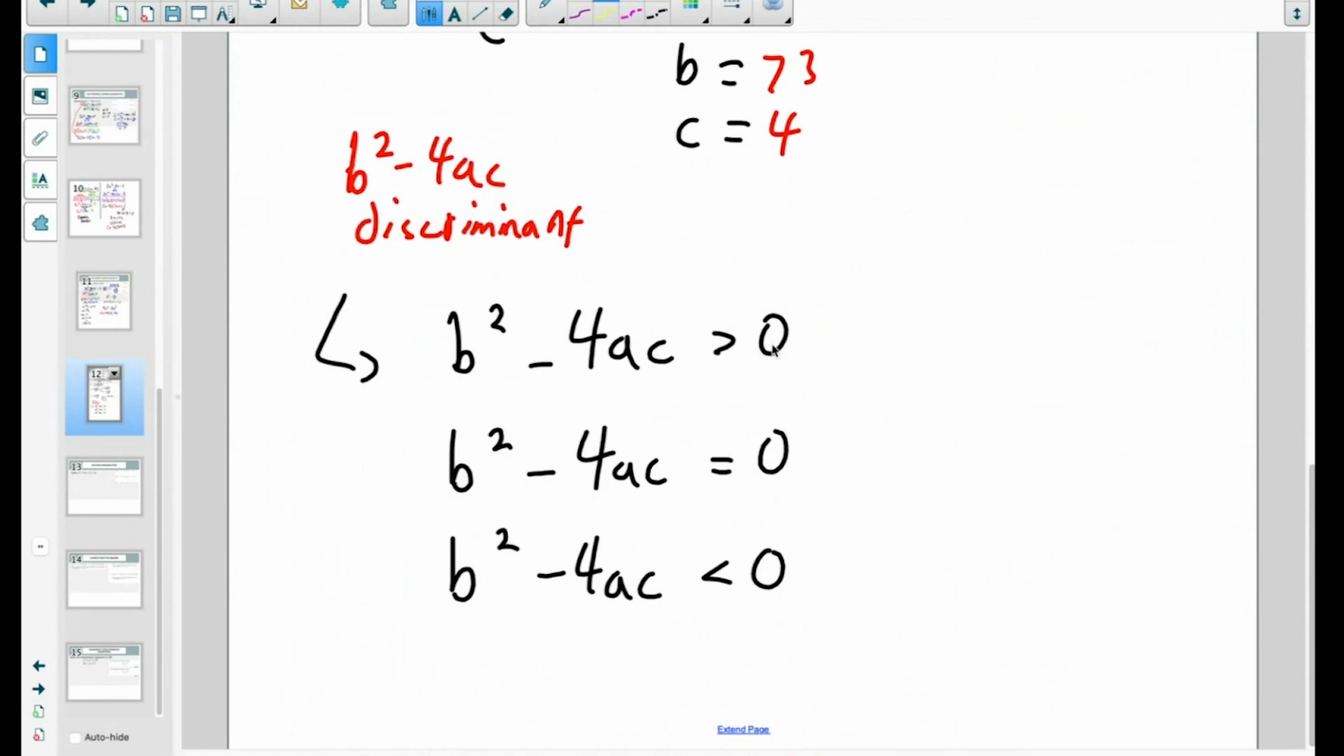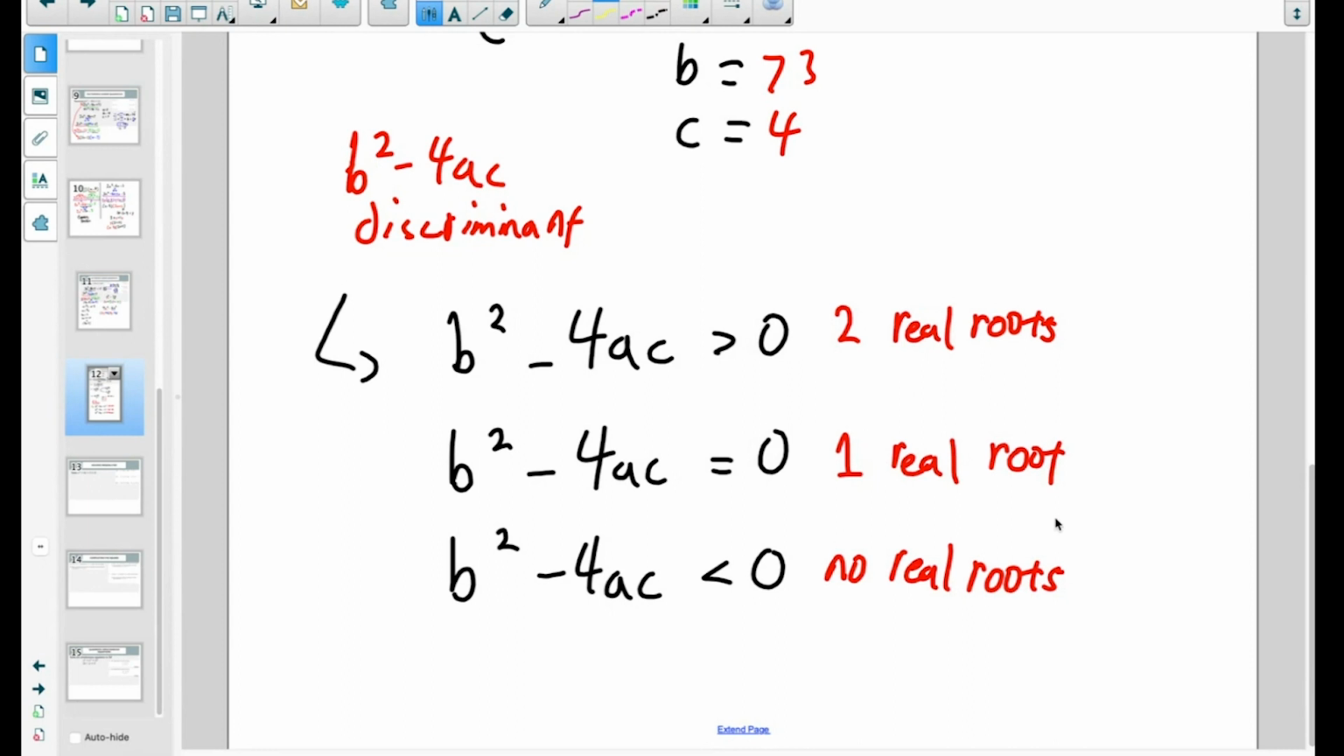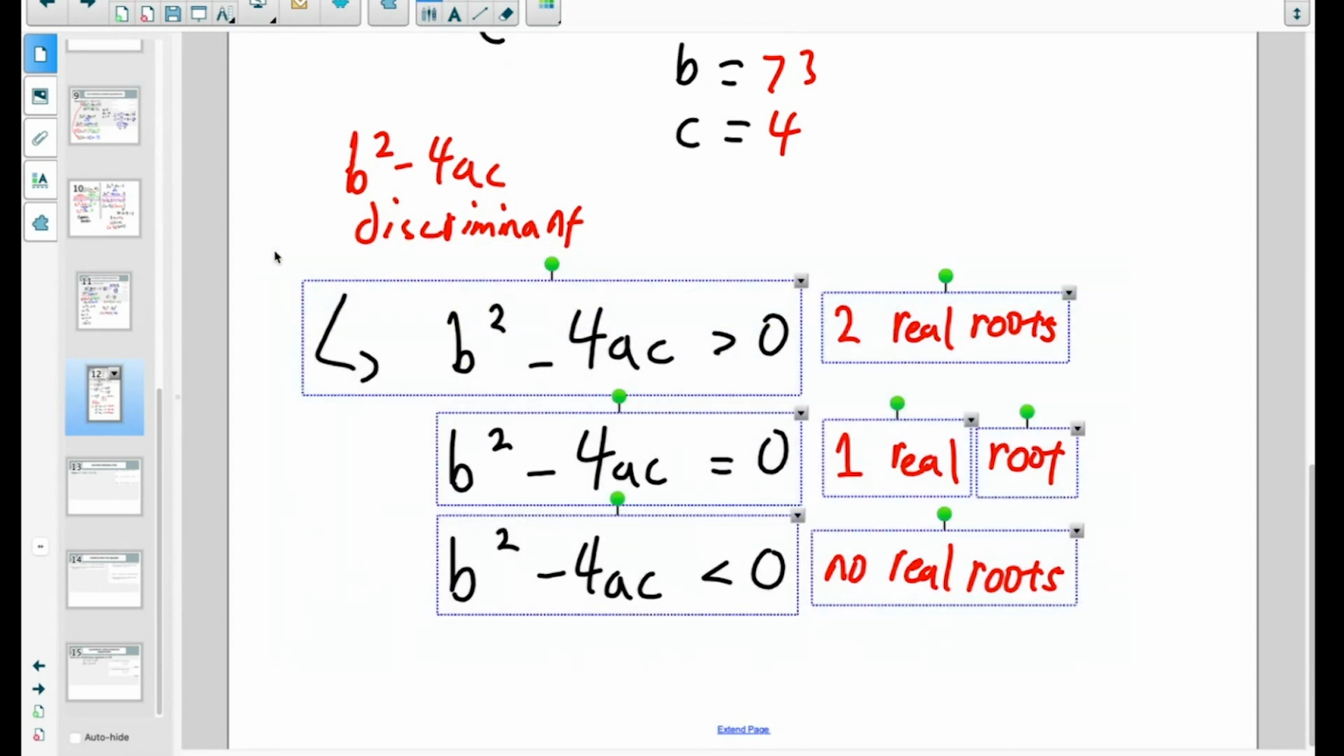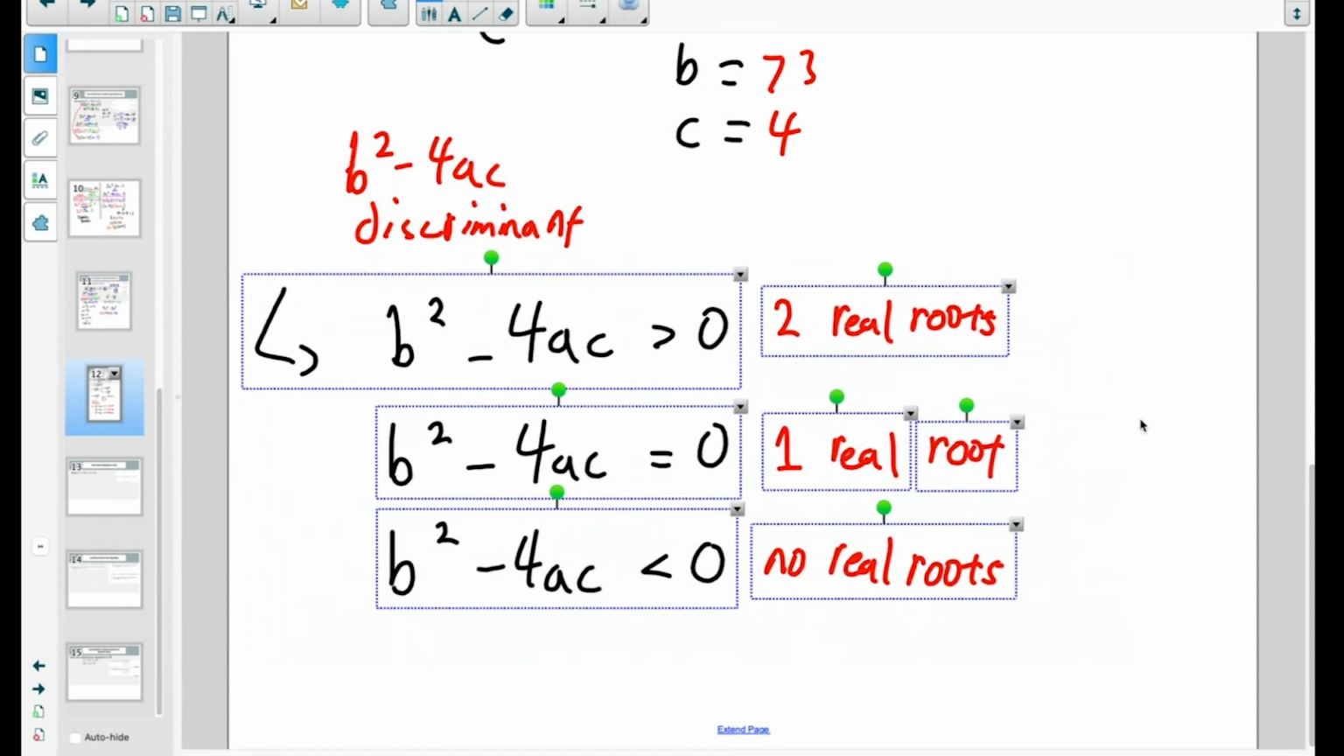Okay, so for each situation here, if your discriminant is greater than 0, then you have two real roots. Over here, if it's equal to 0, you're going to have one real root, or sometimes people call these two distinct real roots or one distinct real root. And then for the last one here, you'll have no real roots. So again, it's a very abstract concept, but it's pretty straightforward once we give this kind of a visualization.